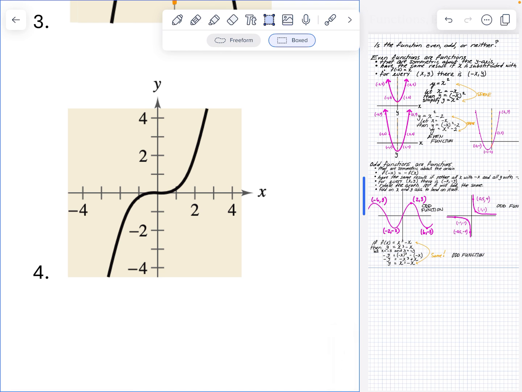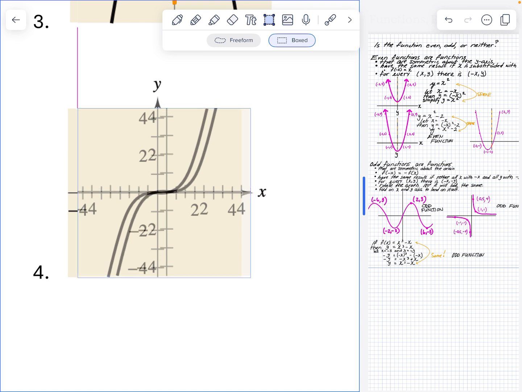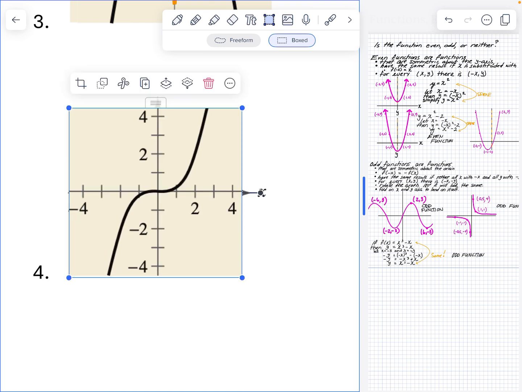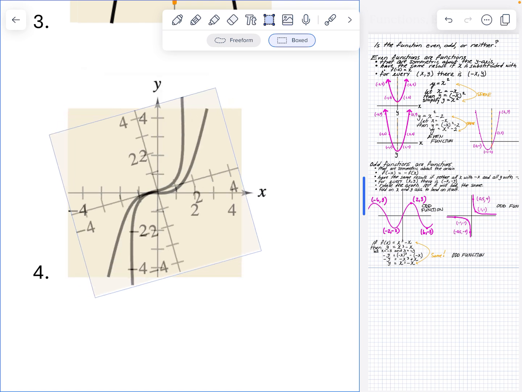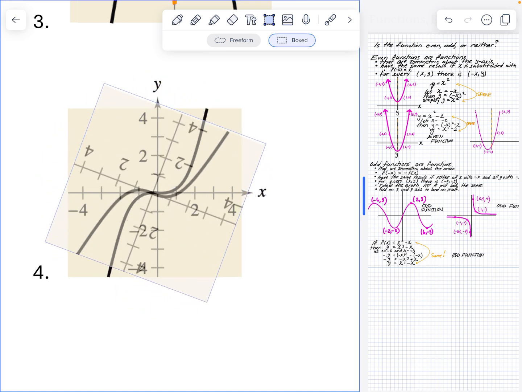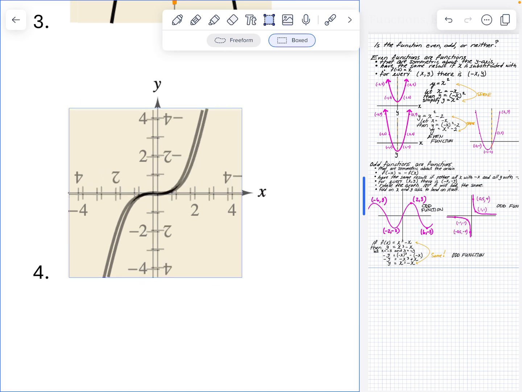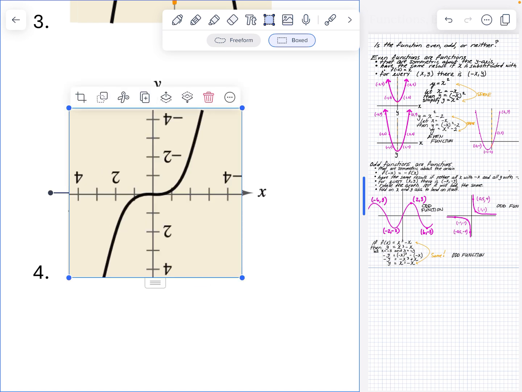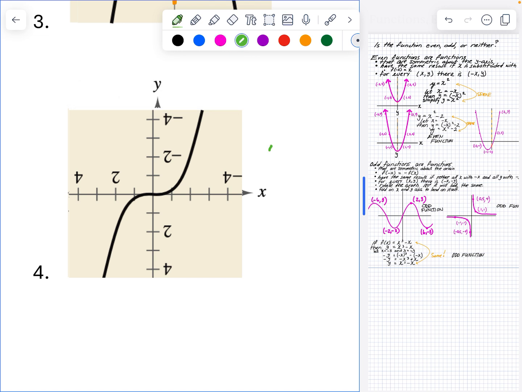This one, if I take this function right here and I turn it 180 degrees, it lands on top of itself. So this is an odd function. Okay.